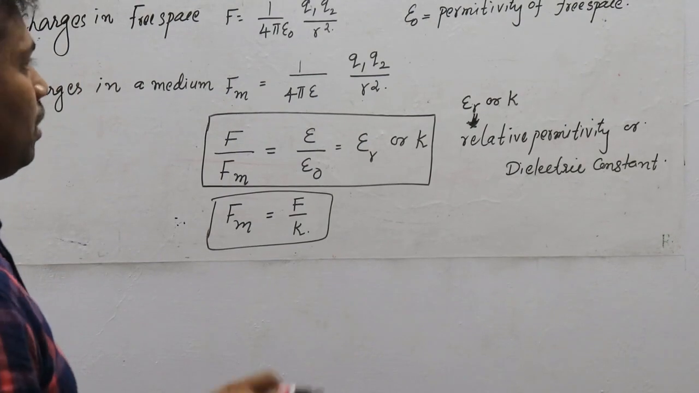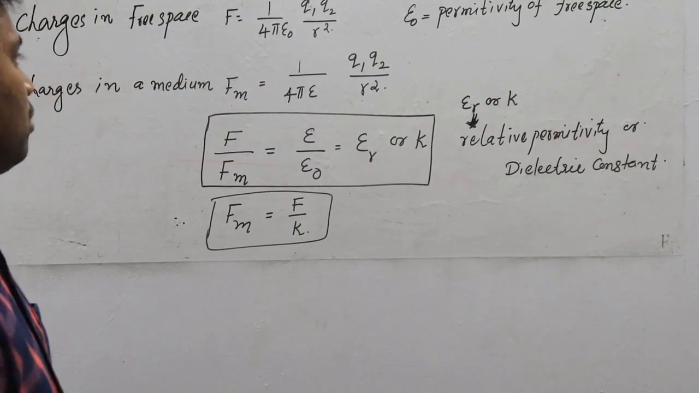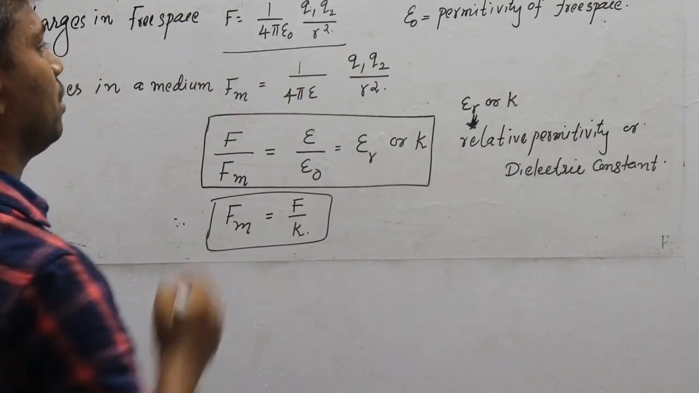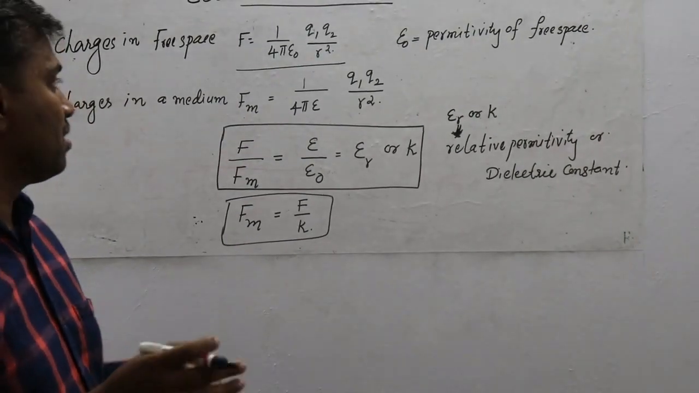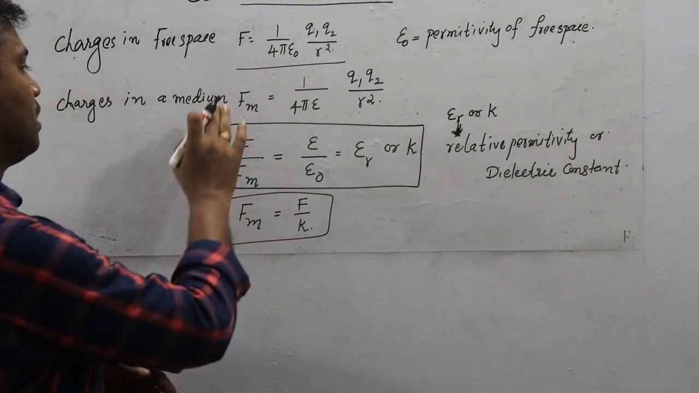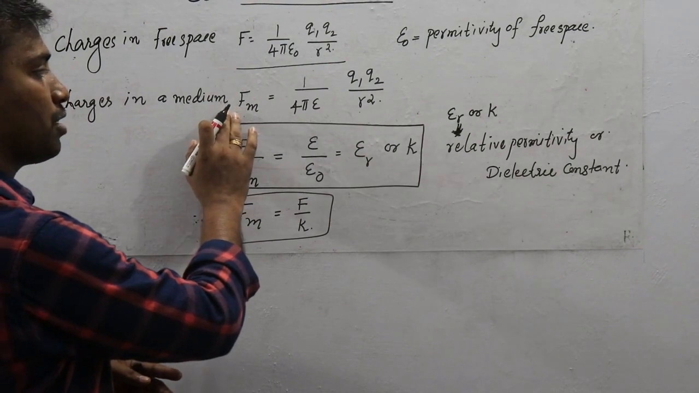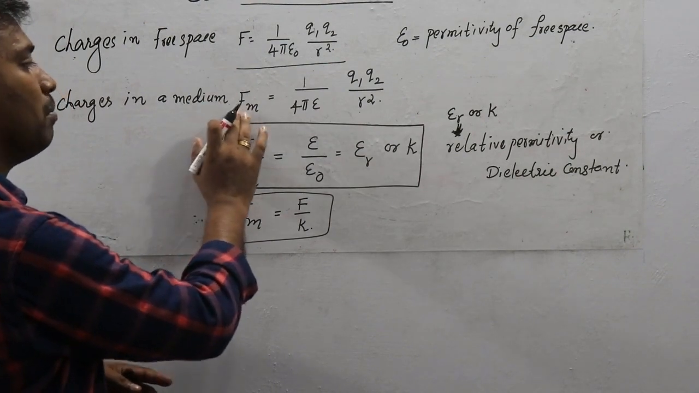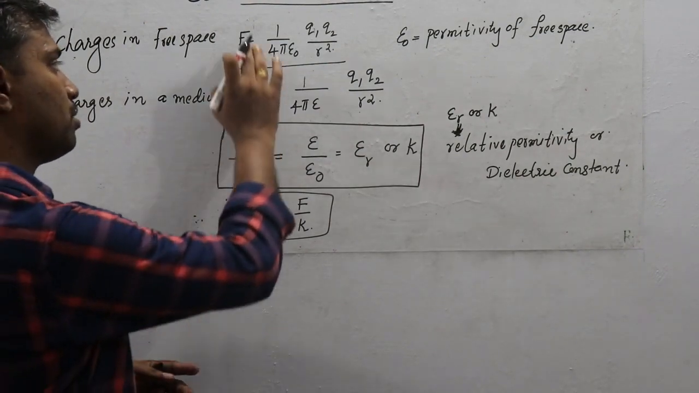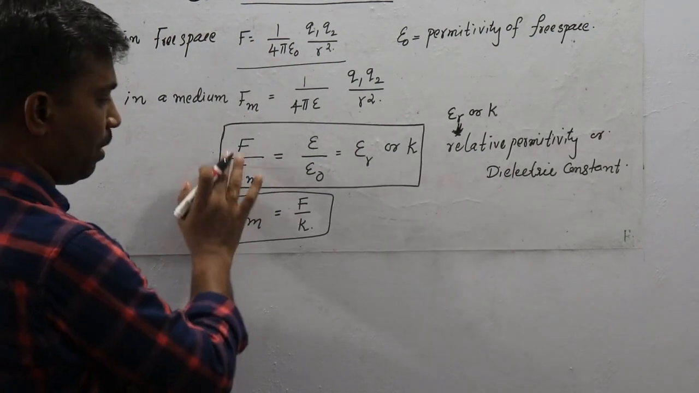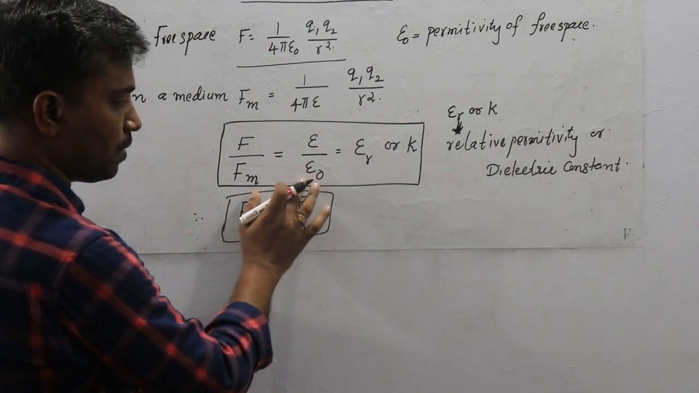So we know that when the charges are placed in a vacuum, this is the equation for finding the force of interaction in free space, and this is the force of interaction between the charges when kept in a medium. Suppose we divide these two equations, F by Fm, we get epsilon by epsilon 0.